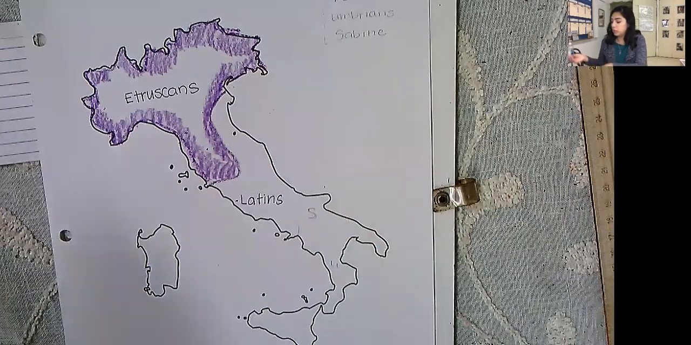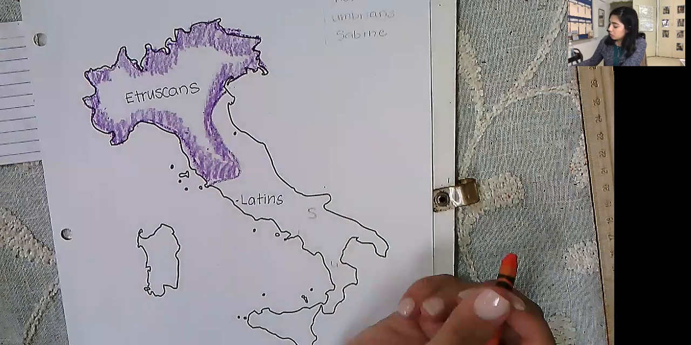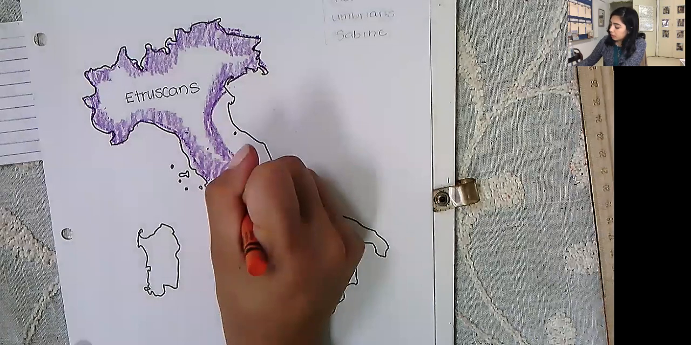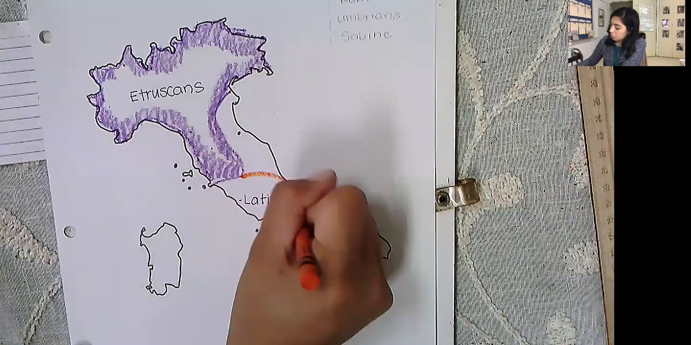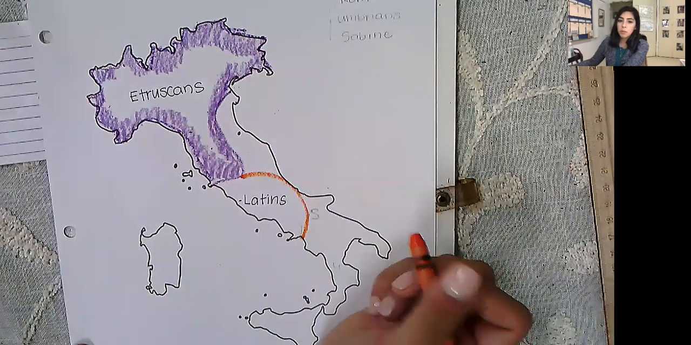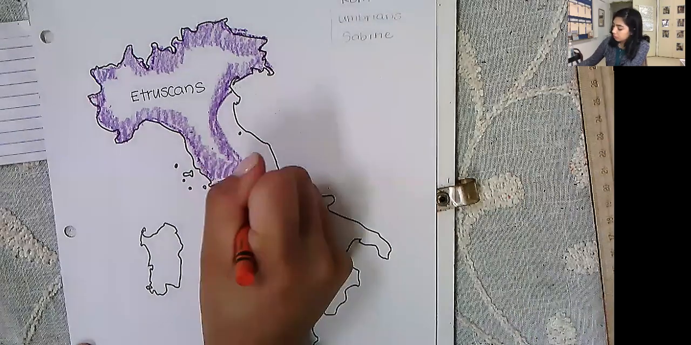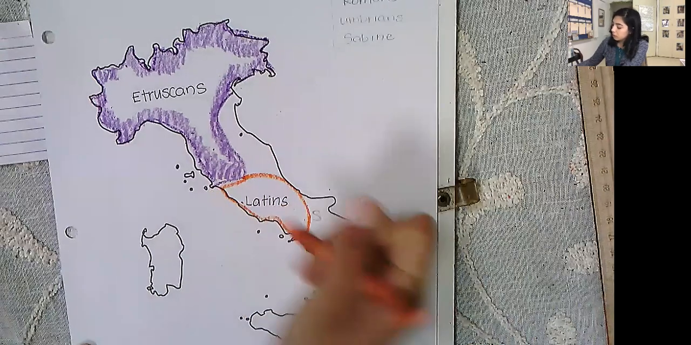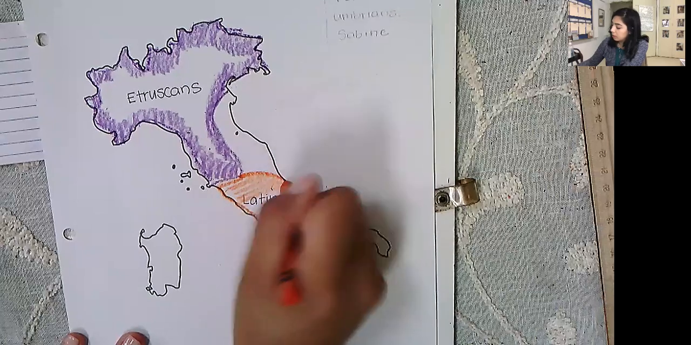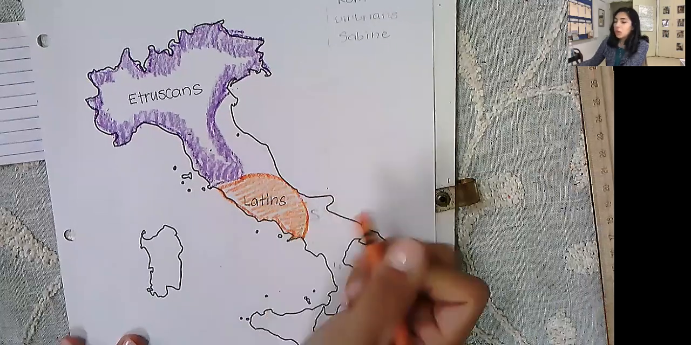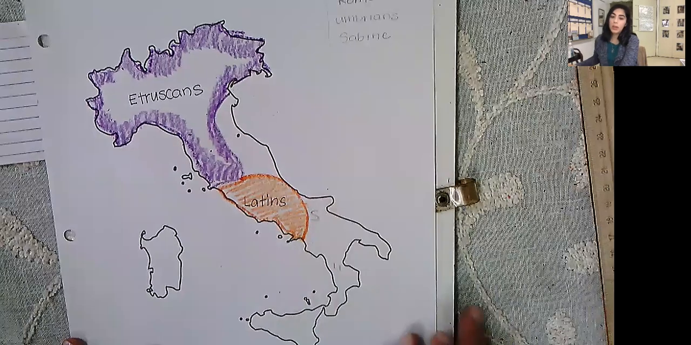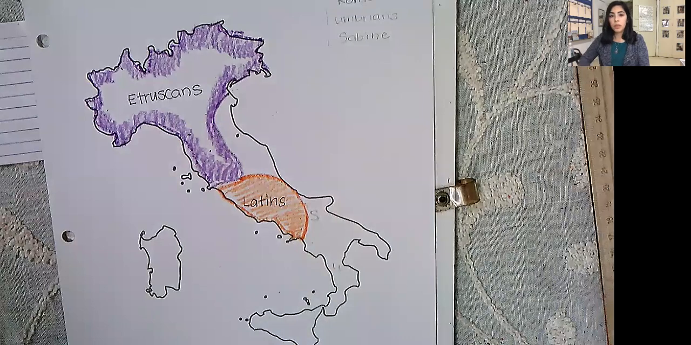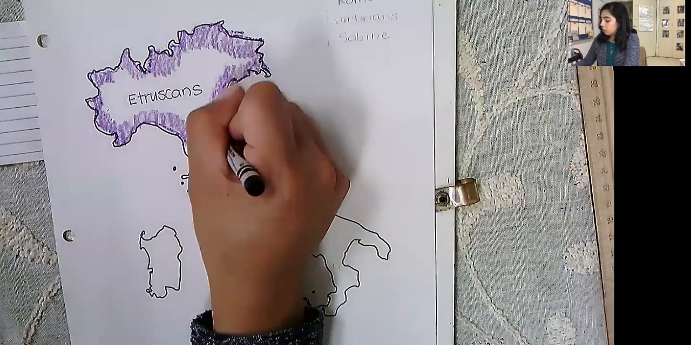So let's use orange for the Latins. And what I'm going to do is make like a U shape like this. They weren't really big. Okay, so let's go ahead and color that in. Go ahead and write these names in when you can. This part right here will end up being empty. There's other tribes, remember how I told you, but we're not going to talk about those.